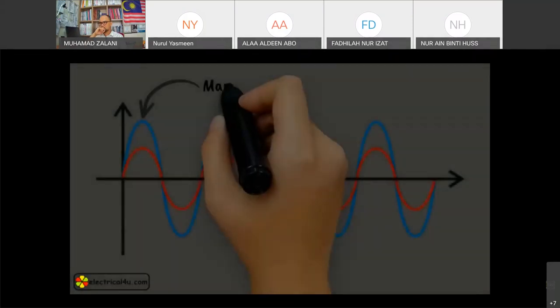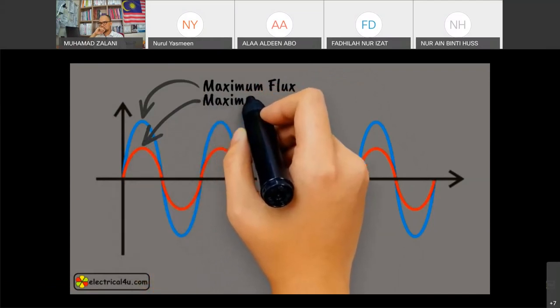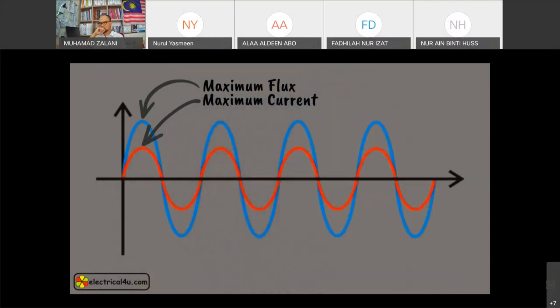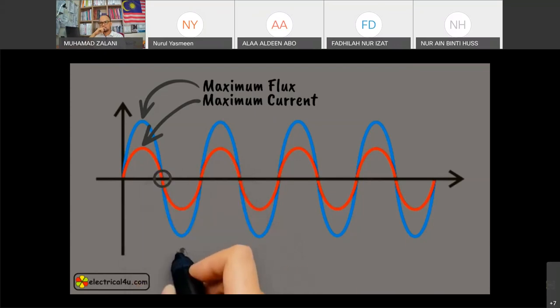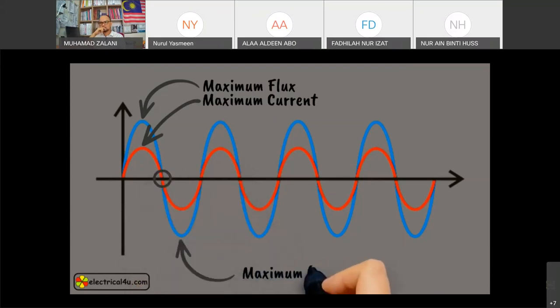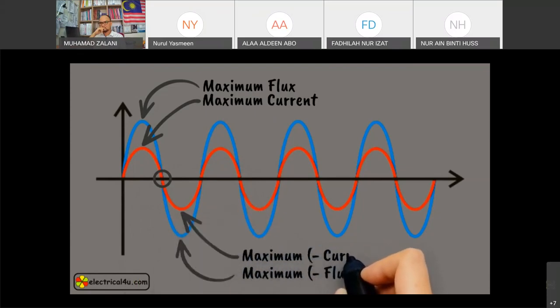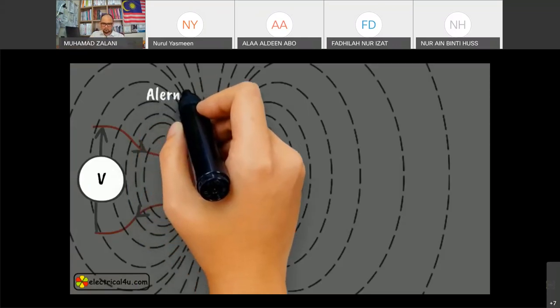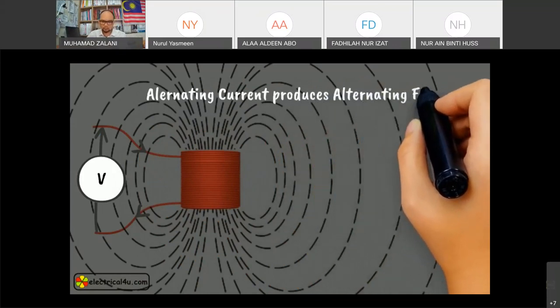This flux becomes maximum in magnitude when current reaches its maxima for one half cycle of the alternating current wave. The flux becomes zero when current in the coil crosses the zero axis. Again, for the next half cycle, the flux becomes maximum but in the opposite direction when current reaches its reverse maxima. In this way, alternating current produces continually varying flux surrounding the winding.